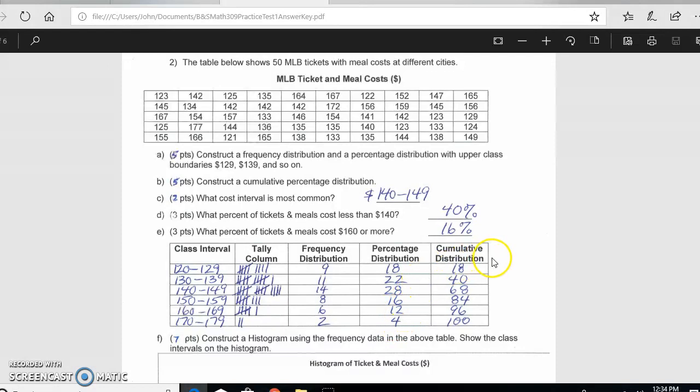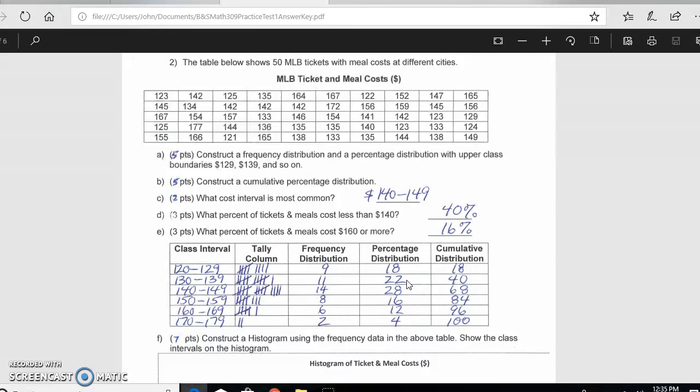And then in the last column to the right, we have what's called the cumulative distribution. This is letter B, construct a cumulative percentage distribution. That's what we're doing in this last column. The first class interval has 18%, and then we proceed down through this column, adding the percentages for each of the following class intervals.